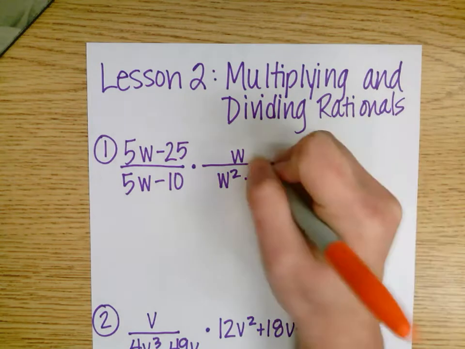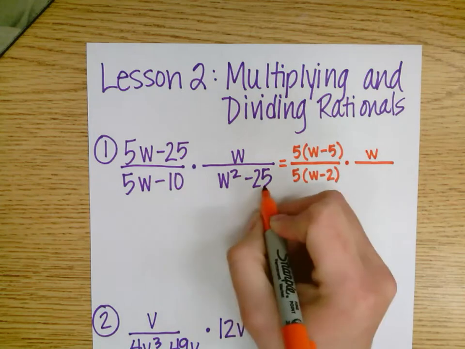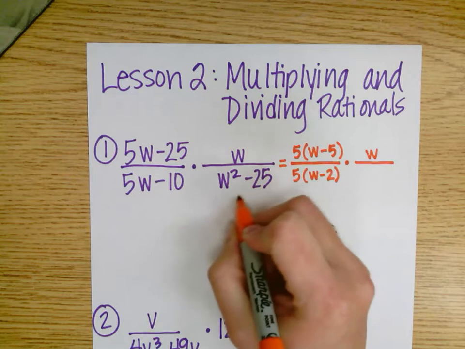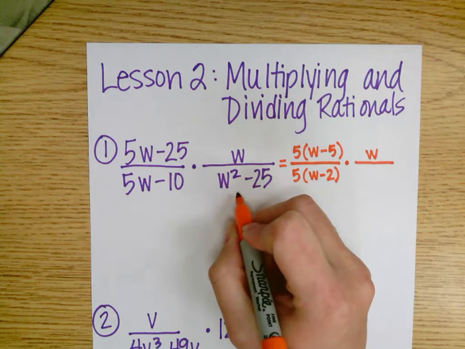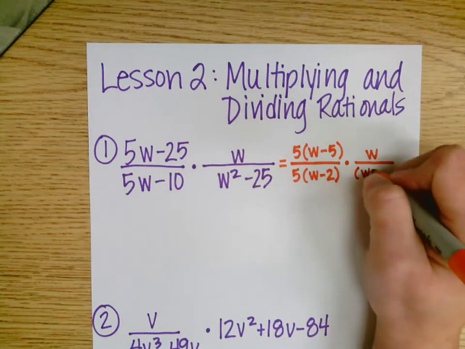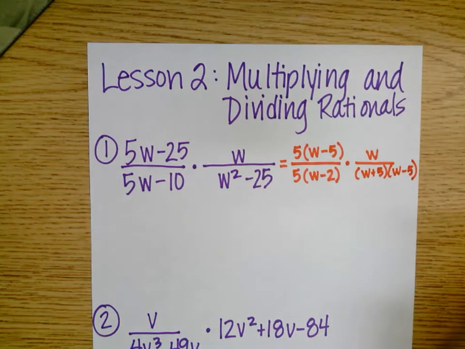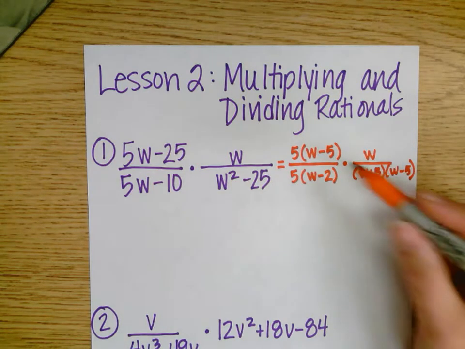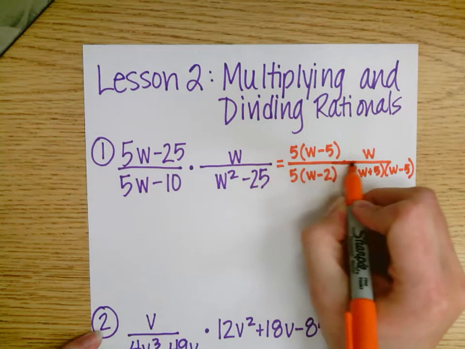In this numerator, I'm not able to factor anything. W is just w. But this is one of my perfect sum and difference of squares factoring. So I'm looking for 2 numbers that multiply to give me negative 25 and add to give me 0, and those are going to be plus 5 and minus 5. Now you can see that I'm going to have some simplifying happen here, possibly in both fractions, but remember that we're going to be multiplying the numerators together and the denominators together. So what I like to do is connect these and create one big fraction.